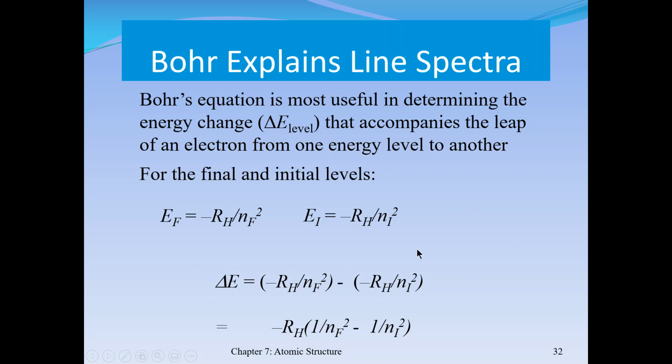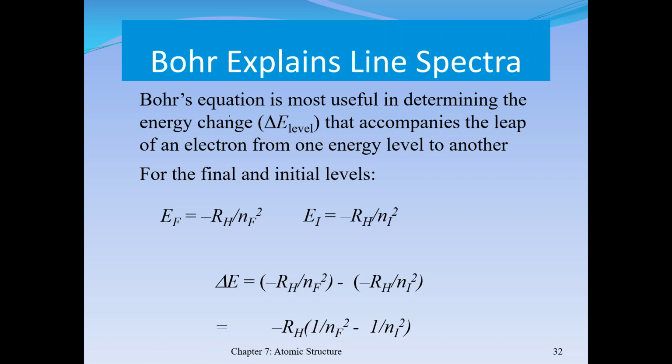If we look at the equations for different energy levels represented by these two expressions right here, EF represents the final energy orbit. That will be equal to minus RH over NF squared. And EI, which represents the initial energy orbit, will be equal to minus RH over Ni squared. So the difference between these two would be the final minus the initial. And we put these terms here.